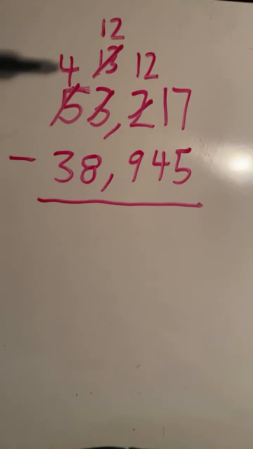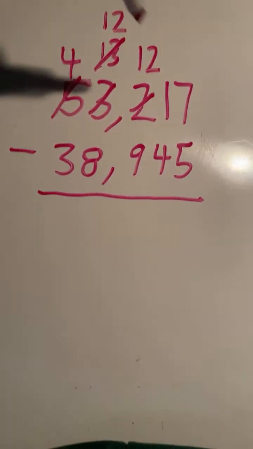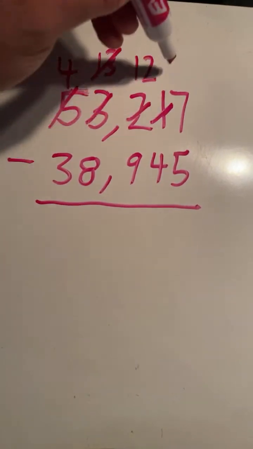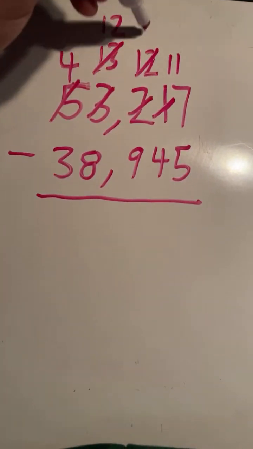In the tens place, you can't have 1 and take away 4. So we have to take a 10 from the hundreds place. The 1 is going to become an 11. And then the 12 is also going to become an 11.